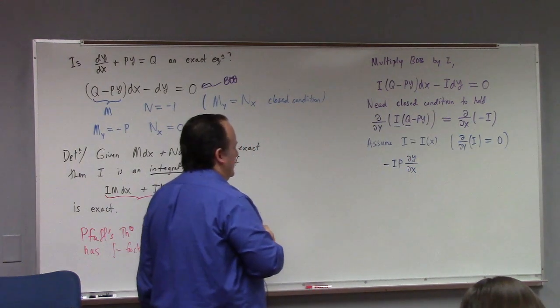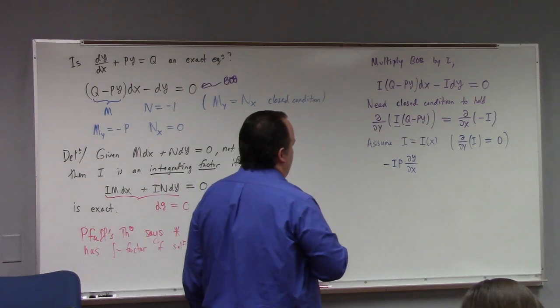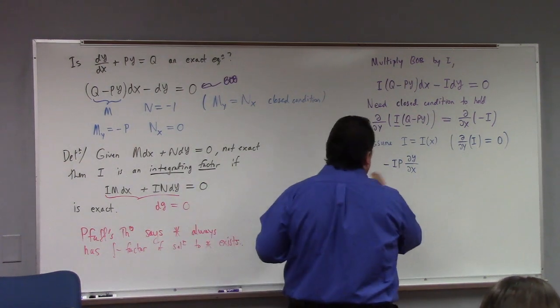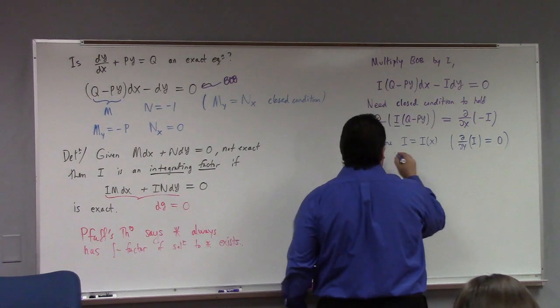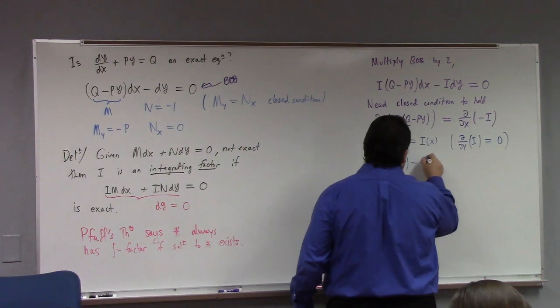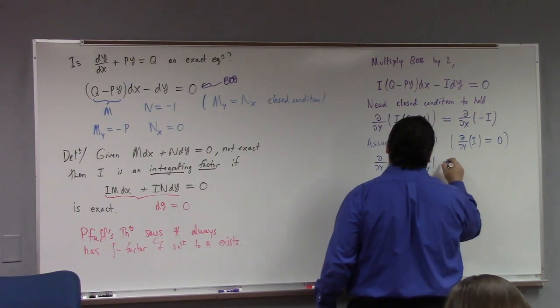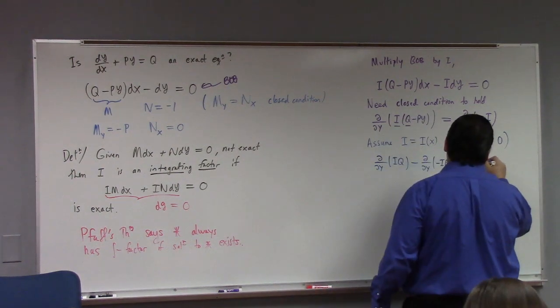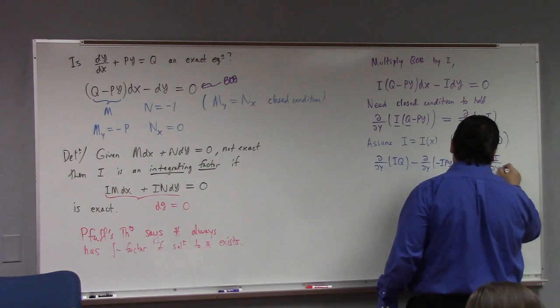Oh, my bad. What is the partial derivative of y? I'm an idiot. Just a second. Sorry, guys. So I'll write a step here. Partial y of I Q minus partial y of minus I P y is equal to minus partial x.